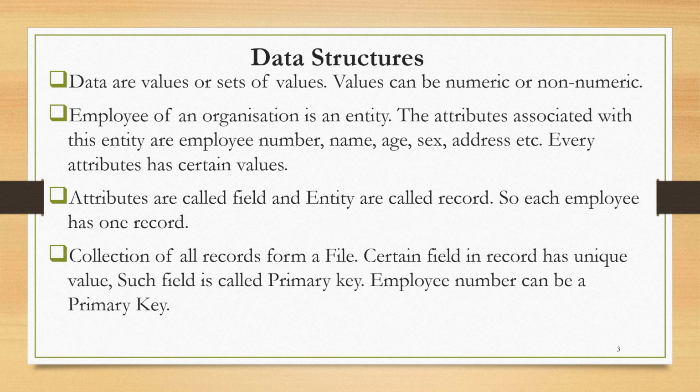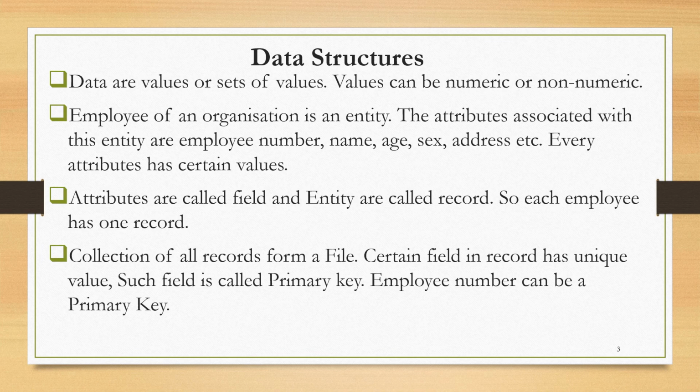Now what are data? Data are values or sets of values. Values can be numeric or non-numeric. For example, an employee of an organization is an entity. The attributes associated with the entity are employee number, employee name, employee age, employee sex, and employee address, and so many other attributes will be there. Every attribute has certain values. Attributes are called fields and entities are called records. So each employee has one record.